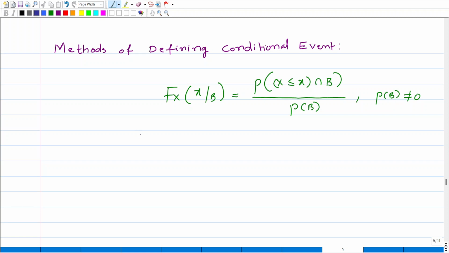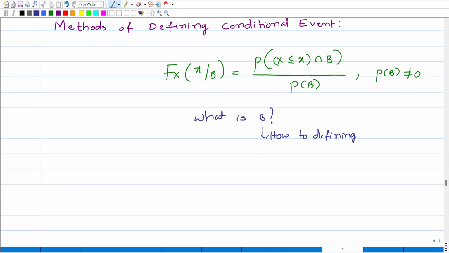Now, what is b? The question is, what is b? How to define it? This is the topic. How to define it? So, the event b can be defined in two ways.